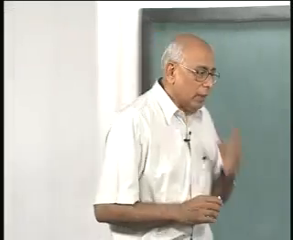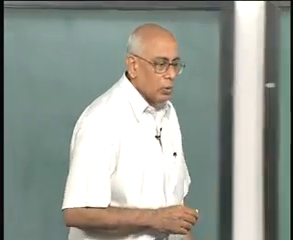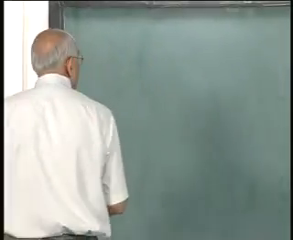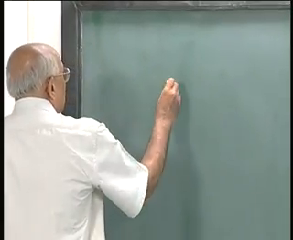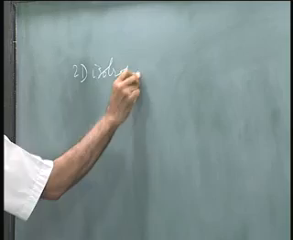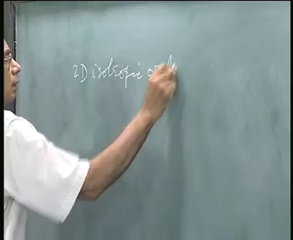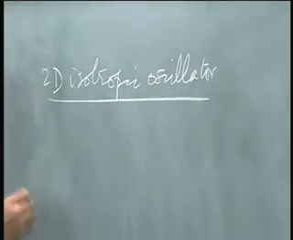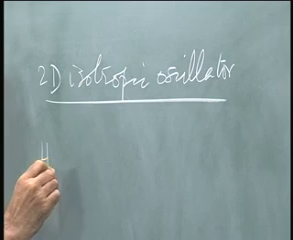So let us begin where we left off last time, and I would like to do a couple of examples today to put things in proper framework. Recall that we looked at the 2D isotropic oscillator, and let us quickly recapitulate what we had here.